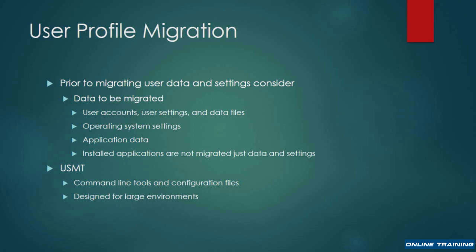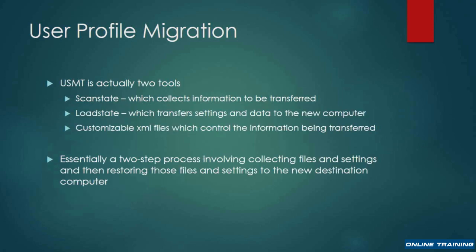So we don't have to migrate all of this stuff, and that's why the first part of the process is deciding exactly what we are going to migrate, and then digging in to the tool that we're going to use to perform that migration. The USMT is actually two tools. Both are command line tools, and then along with that, you're going to use configuration files.